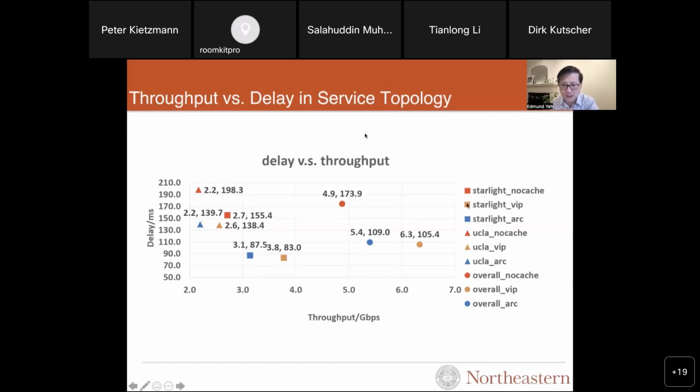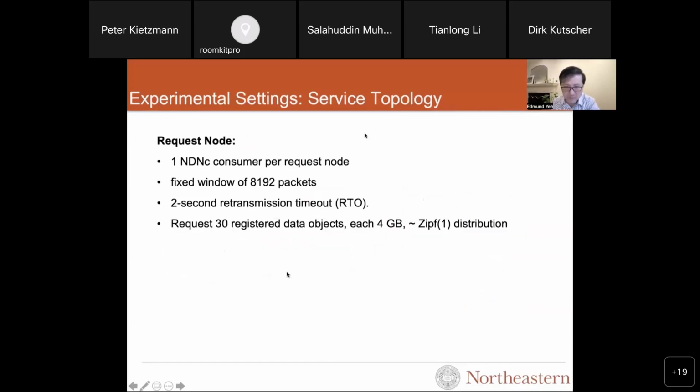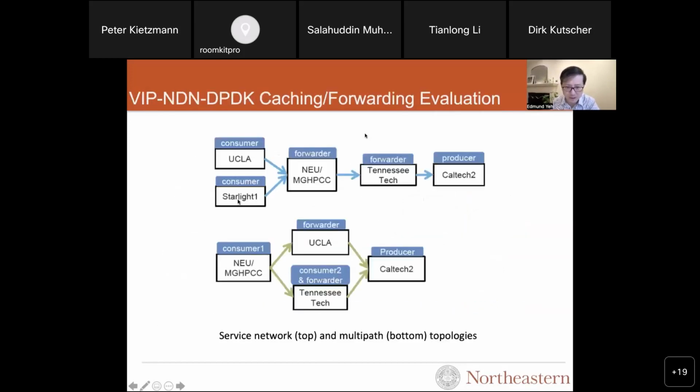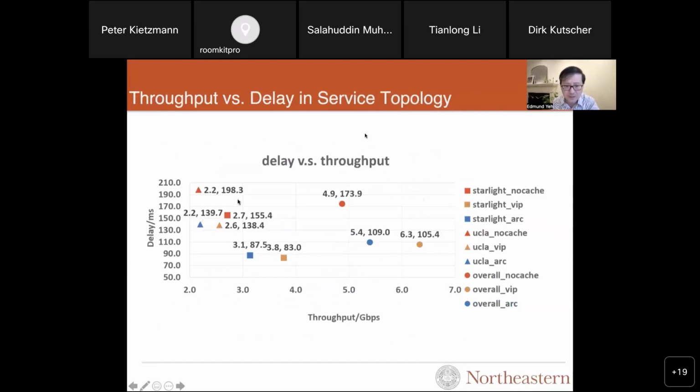And we can see here that we have 3 sets of things. The square quantities are the delay versus throughput under no cache, VIP and ARC at the Starlight. Remember, we have 2 consumers here, the Starlight consumer, and we have a similar set of things for UCLA, which is the other consumer, the triangle. And then we average over both consumers, and we have the final numbers here, which is the overall.